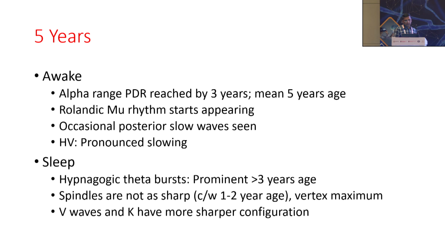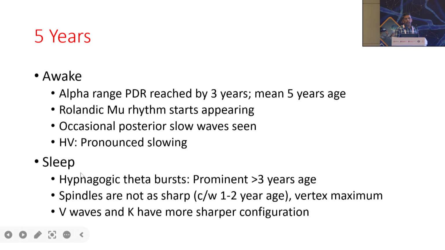So at 5 years, nothing much different from an older child now. Most of the elements that you see in adult EEG have already been established. Most children would have reached alpha range background rhythm by this time. You can even start seeing mu rhythm in the central regions. Posterior slow waves of youth, which we have seen in the morning session, can be seen.